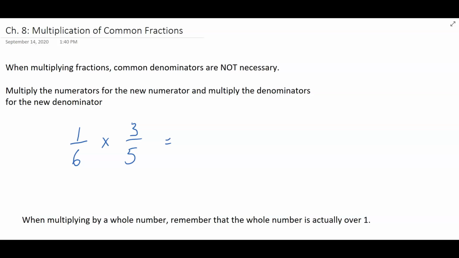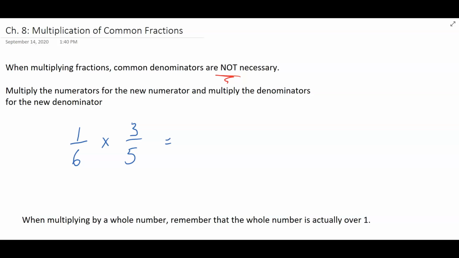In Chapter 8, we take a look at multiplication of common fractions. When multiplying any fractions, common denominators are not necessary. Multiply the numerators for the new numerator and multiply the denominators for the new denominator.